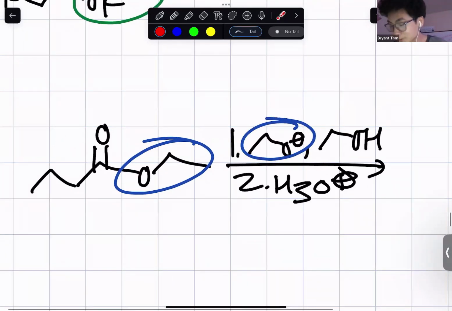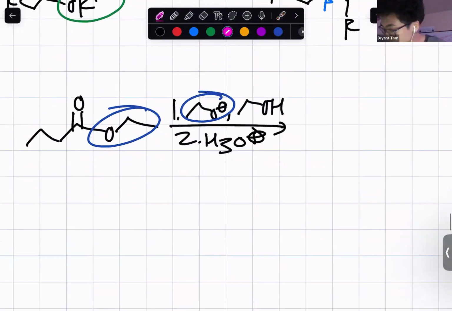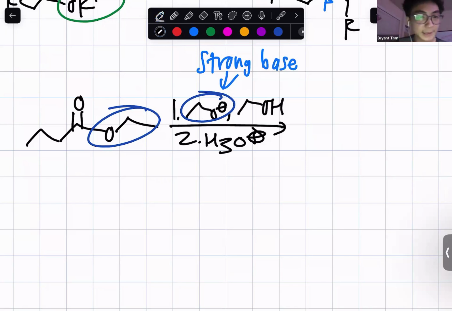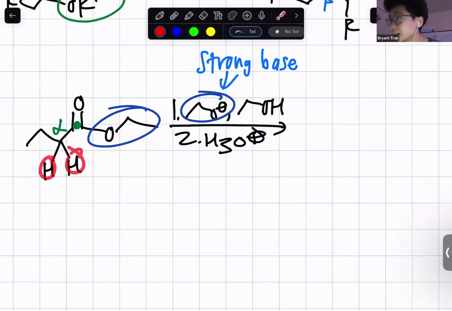with the ester, we're not going to do transesterification because it's the same ester. We don't want to create the same ester. We're going to do something else. Think of this as a strong base. This strong base here is going to look for the most acidic hydrogen. The most acidic hydrogen here is going to be the alpha hydrogen. So this is the carbonyl carbon. This is the alpha carbon. And there's two alpha hydrogens here, right? This is an alpha hydrogen, and this is an alpha hydrogen.